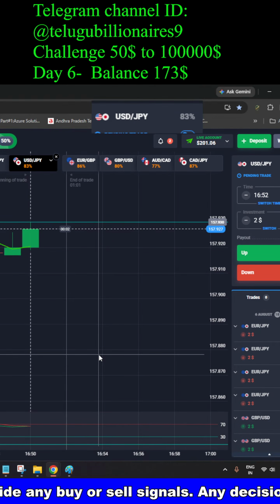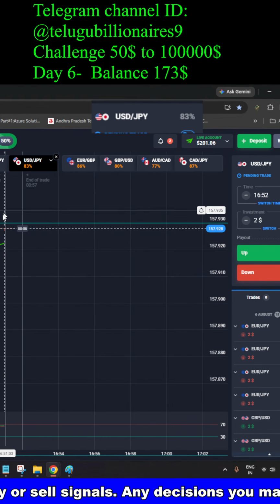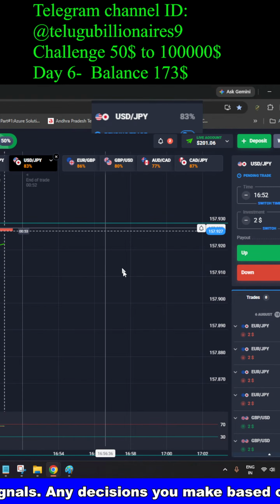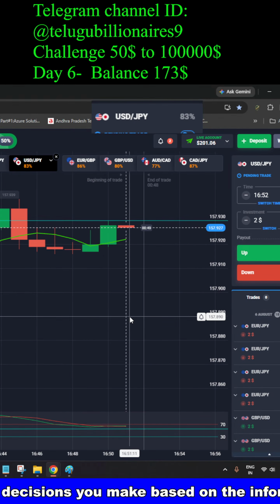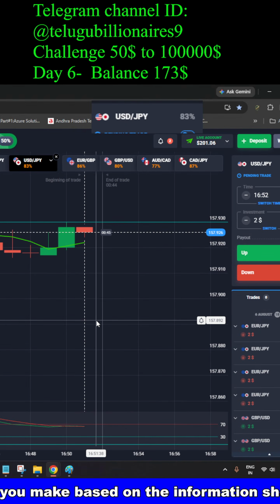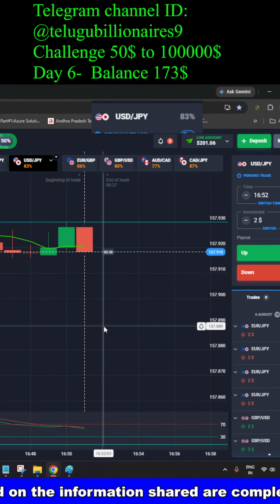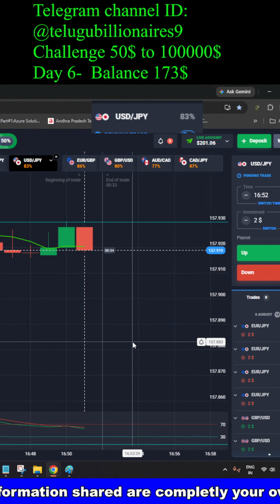Assume that till now this is the high. Once this breaks and closes above this high, the next candle is our entry. So any questions on setup? If you practice it, you will get confidence on the setup.